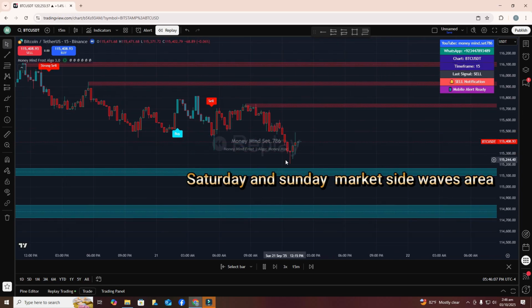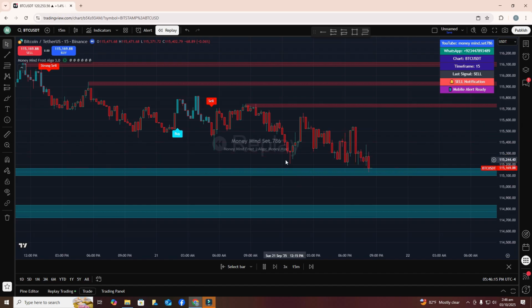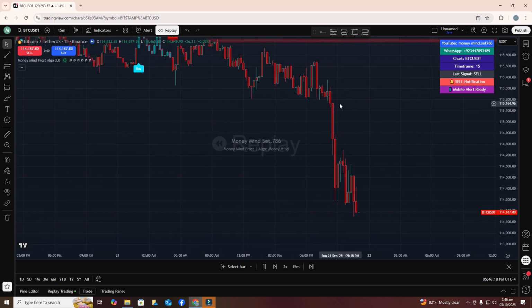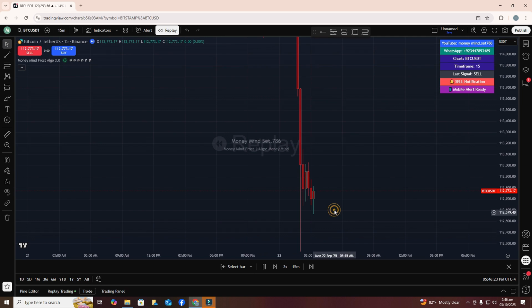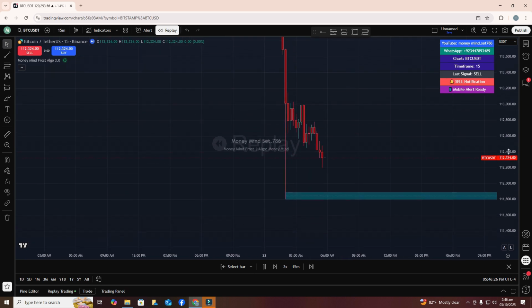Alright, you can see some areas here. Whenever any area breaks, we'll see a strong selling move. If the upper area breaks upwards, we'll see a buy. If it breaks the lower area, then there will be strong selling. As I mentioned, if it breaks the lower area, you'll see very strong selling. Now if it breaks again, there will be very strong selling.